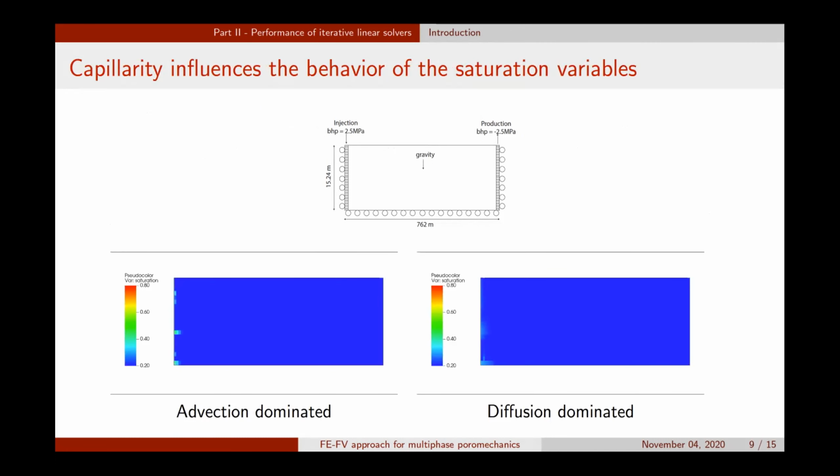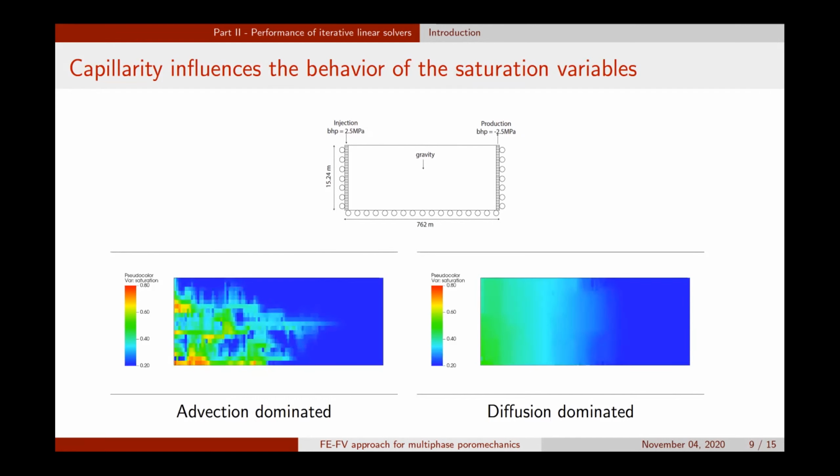Preconditioners are more efficient when they are better suited to the underlying physical problem. And when we have strong capillarity effects on our system, we can see that capillarity influences how the saturation variables will evolve. So we can see that for this case, saturations are more diffusion dominated than for this case here. And here we are only changing the capillary model from one simulation to the other.